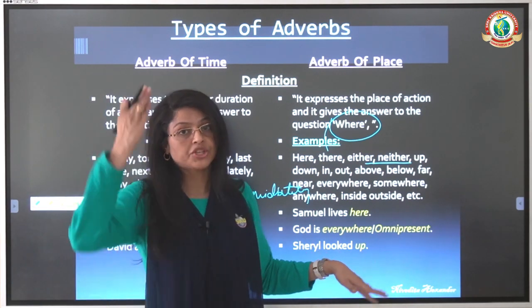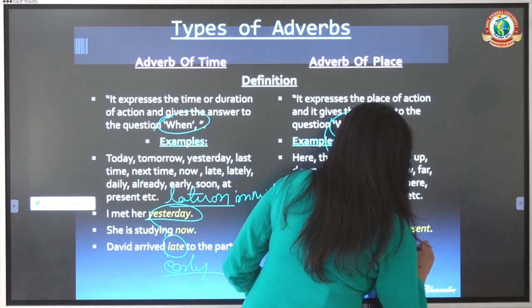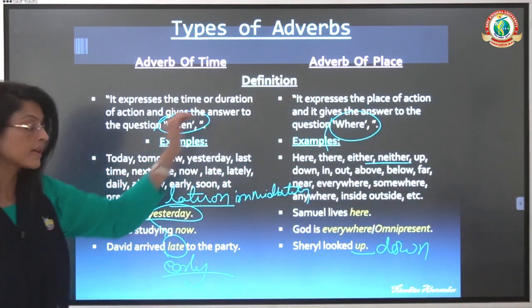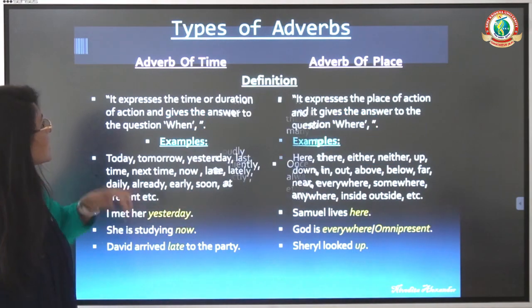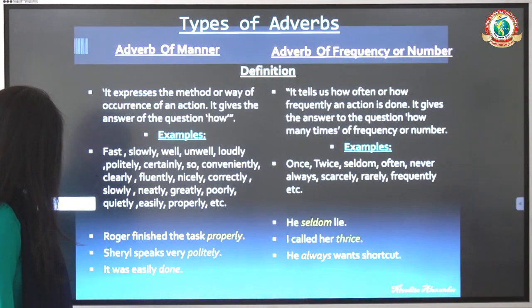Cheryl, look up. Cheryl, look down. If you write down, that also will be an adverb of place. Clear? Okay, let's see the other 2 types of adverbs.